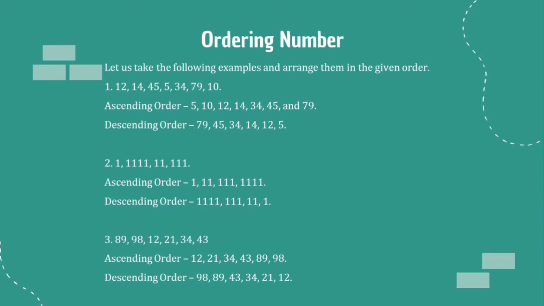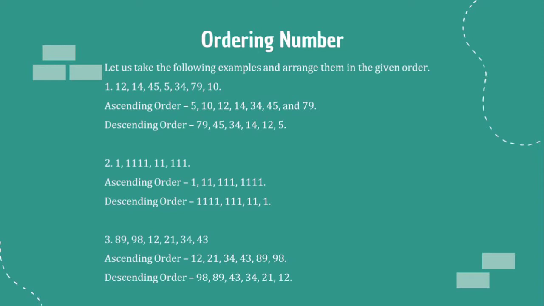1, 12, 14, 45, 5, 34, 79, 10. Ascending order 1, 5, 10, 12, 14, 34, 45, and 79. Descending order 79, 45, 34, 14, 12, 10, 5, and 1.